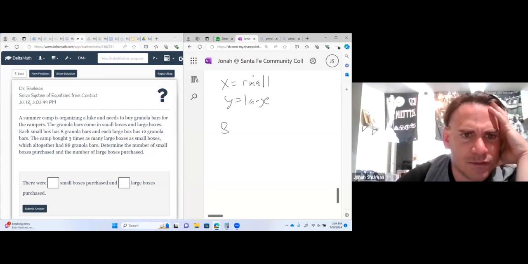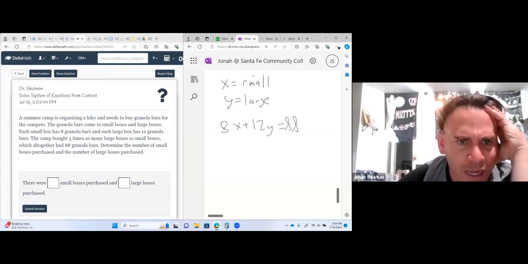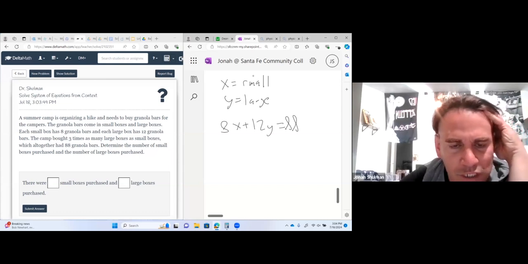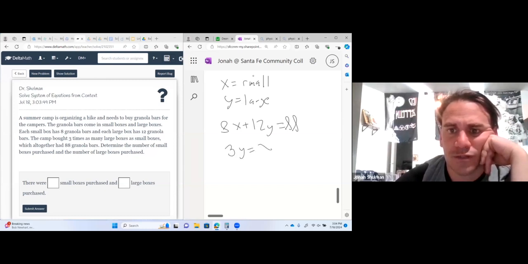So this is 8x plus 12y equals 88. That's the first equation. And then they just said that they bought 3 times as many large as small. 3 times as many large as small. That is 3y equals x.